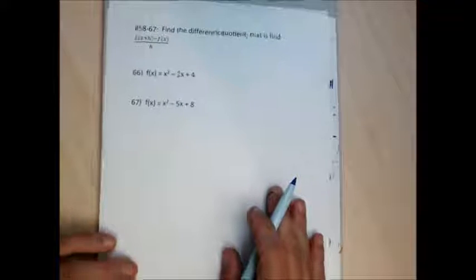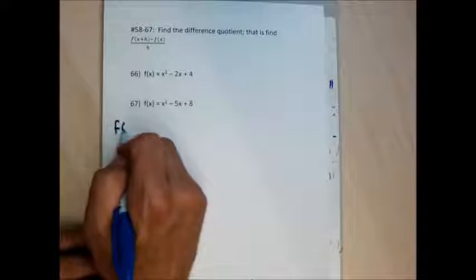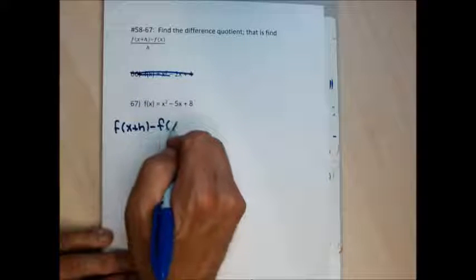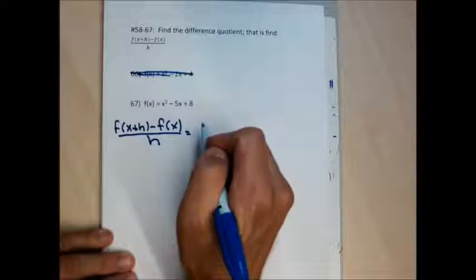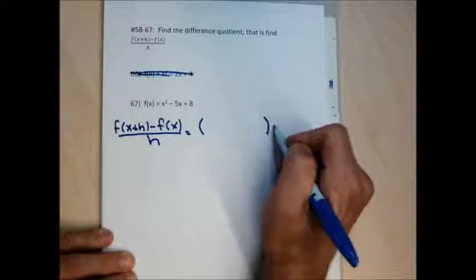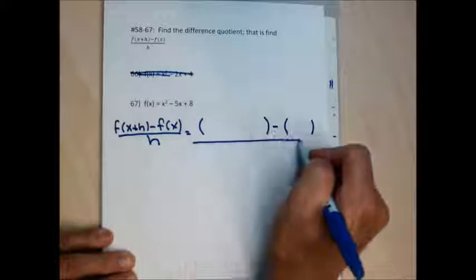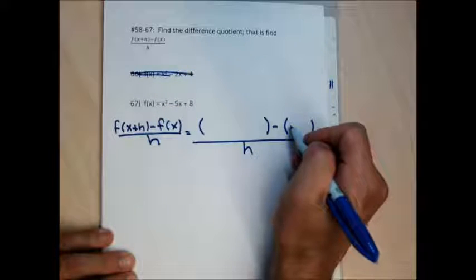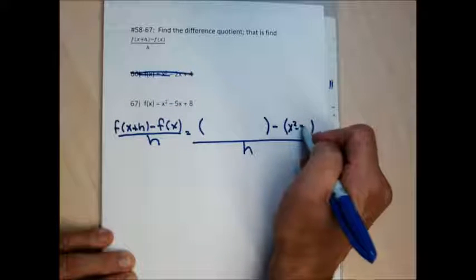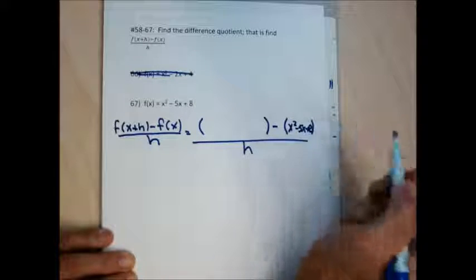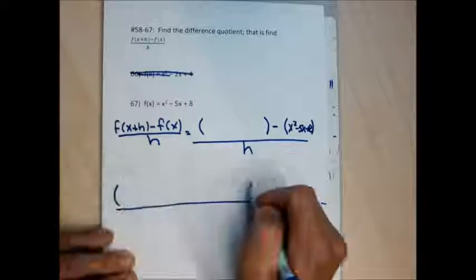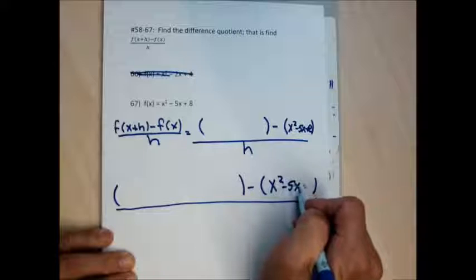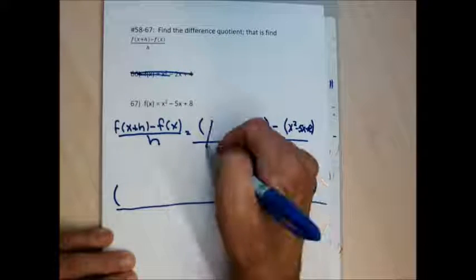Alright, so 67. I need to figure out what f of x plus h minus f of x over h is. And that's going to be parentheses over h. For the f of x parentheses, I'm going to put x squared minus 5x plus 8. For the h, I'm going to leave it an h.